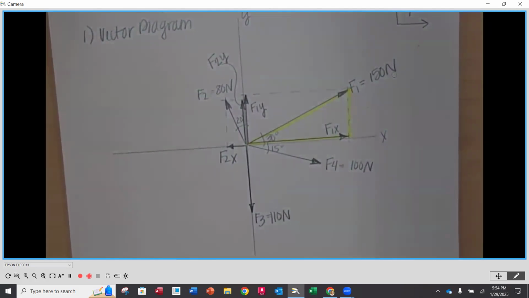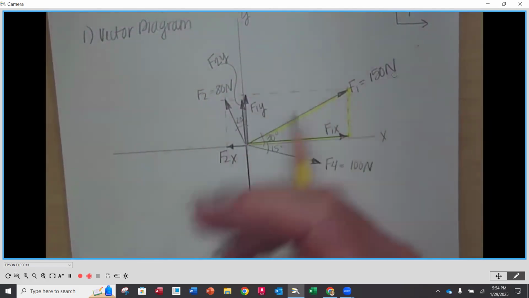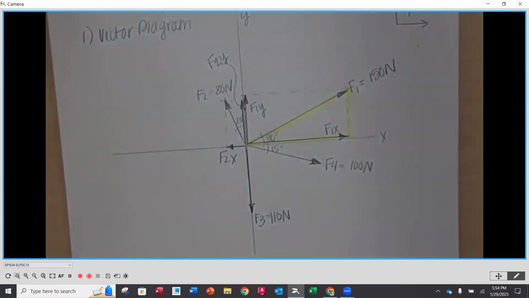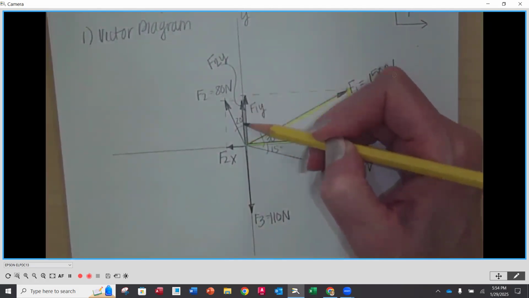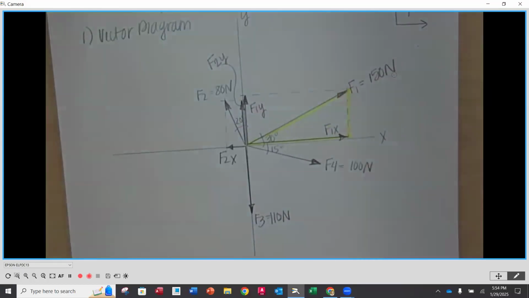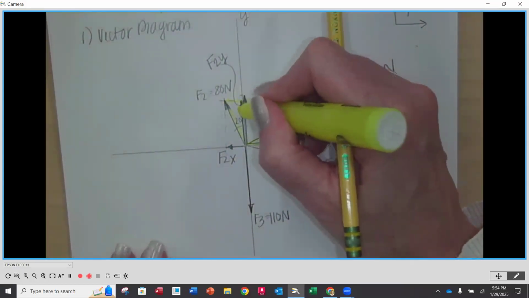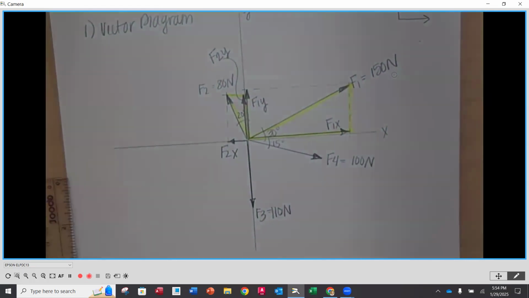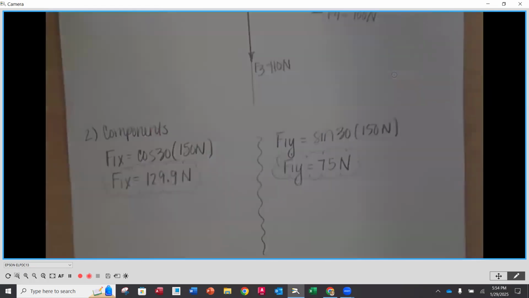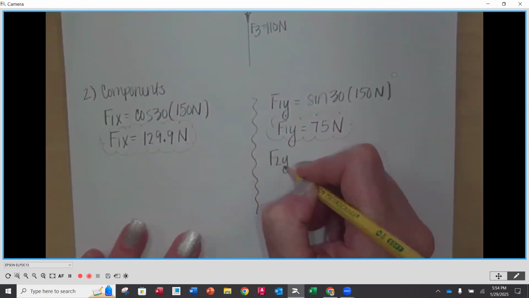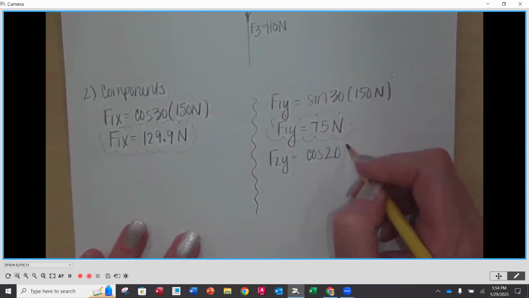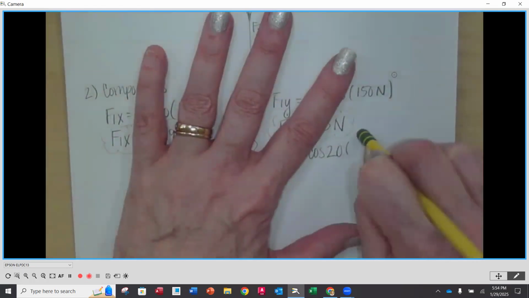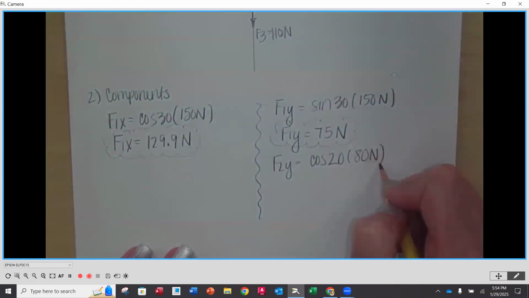So I'm going to use the given information, in this case the 20 degrees. But like I said, you could use the 70 and use the cosine for the X and the sine for the Y. But I'm going to use the 20. So when I look here, my 20 degrees, my Y component is adjacent. I'm going to highlight this little triangle here. My Y component is adjacent. So my F2Y, on the right-hand side here, is going to be equal to the cosine of 20 or the sine of 70, up to you, either one works, times 80 newtons, which is the hypotenuse of F2.